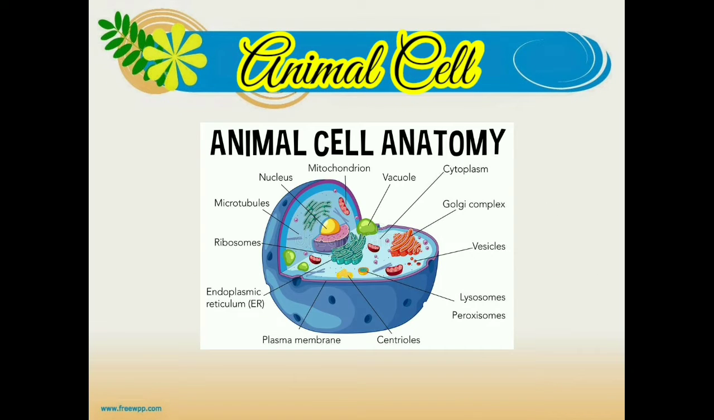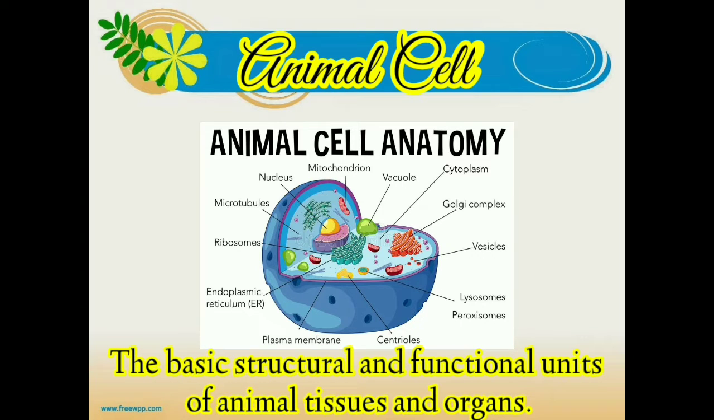The animal cell is defined as the basic structural and functional unit of animal tissues and organs. It is also a eukaryotic cell because it has membrane-bound organelles suspended in the cytoplasm enveloped by a plasma membrane.